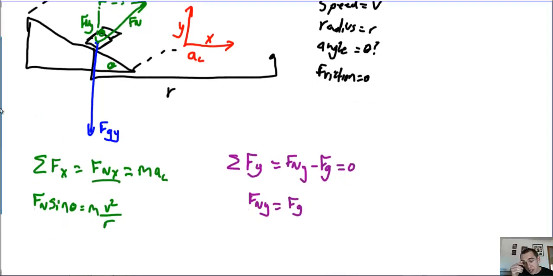Now this is a little bit interesting because normally the normal force in y is exactly, or the normal force and the y component of gravity are the same, but this time it's the y component normally of the normal force in gravity.